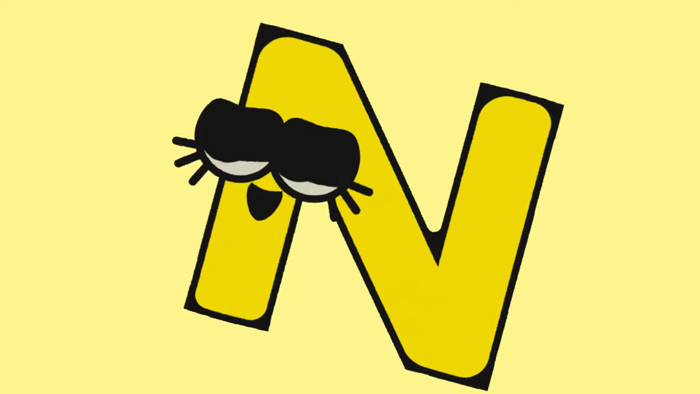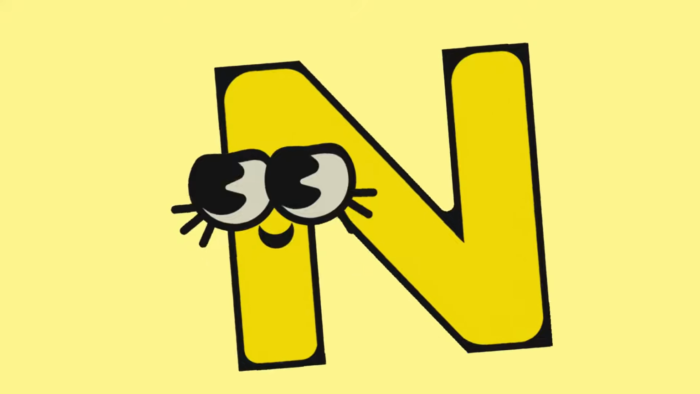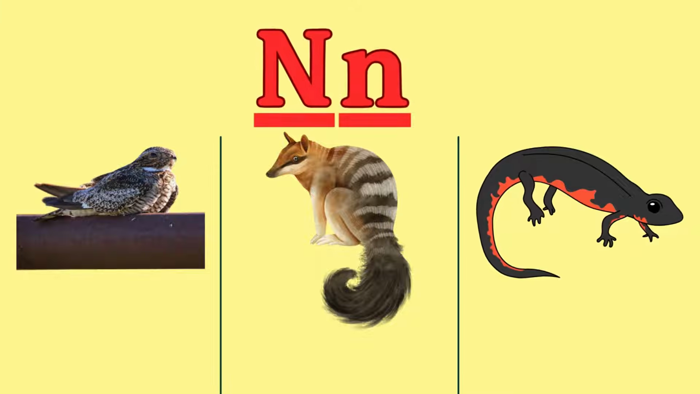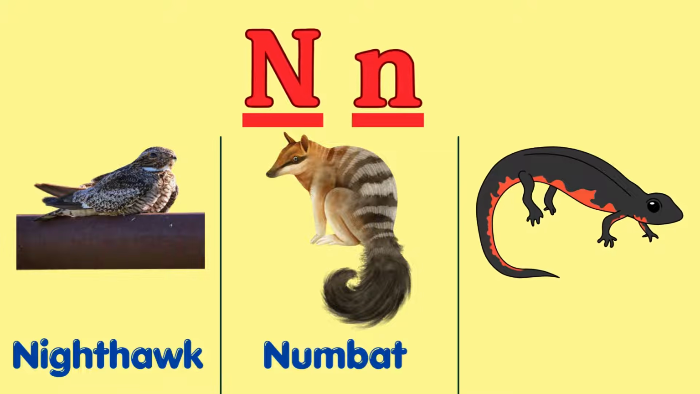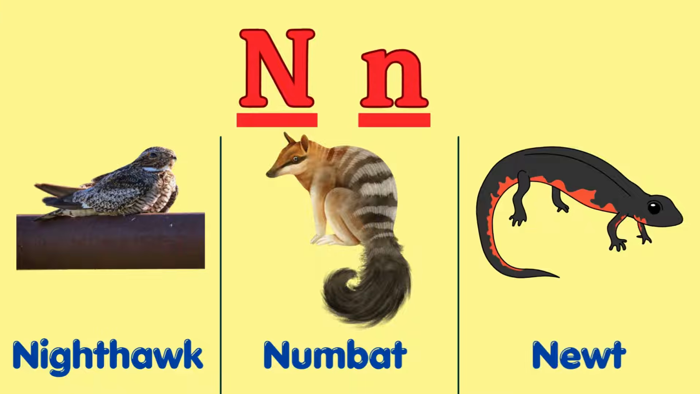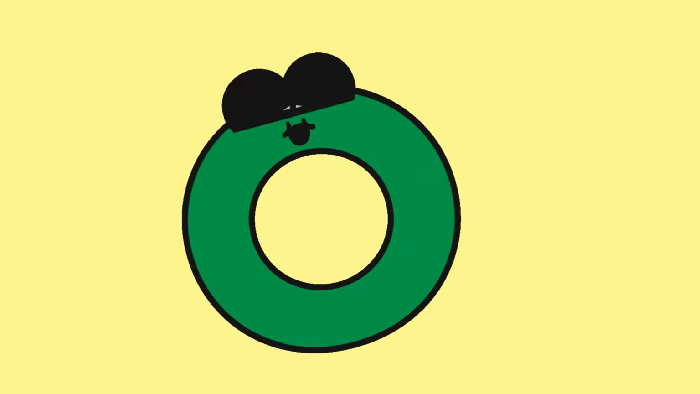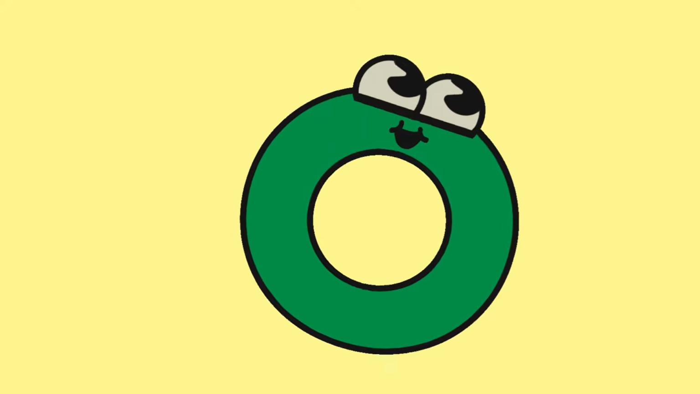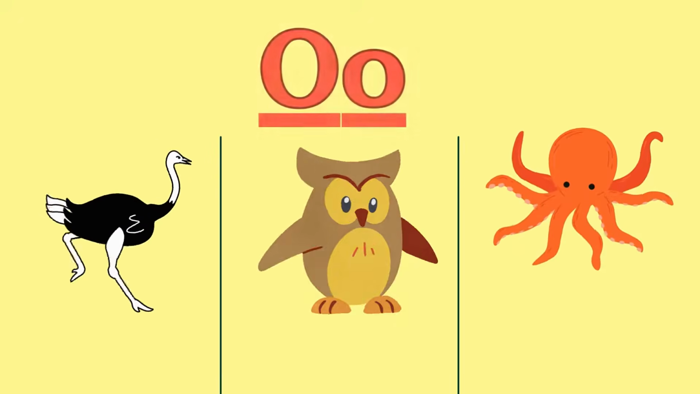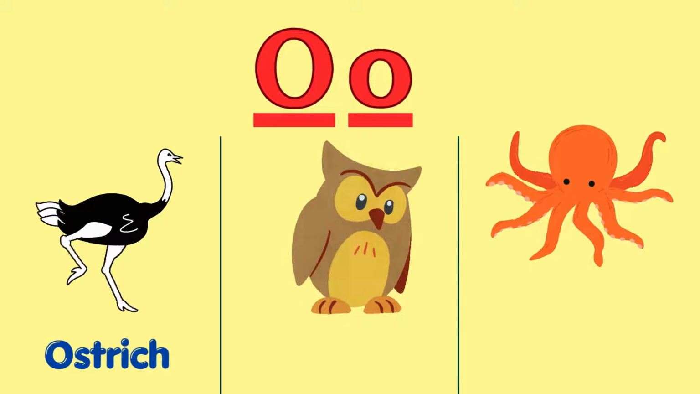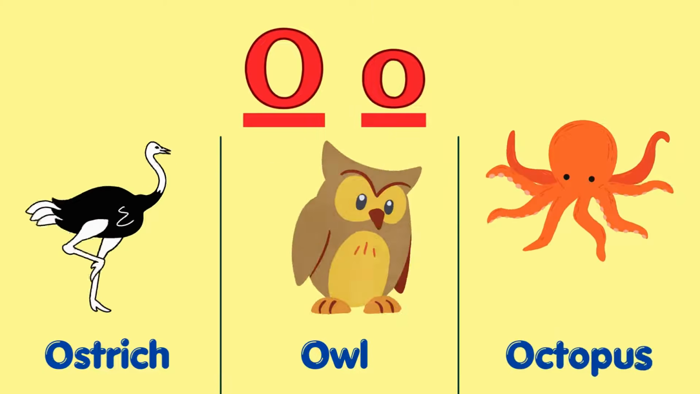Letter N. N is for nighthawk, numbat, newt. Letter O. O is for ostrich, owl, octopus.